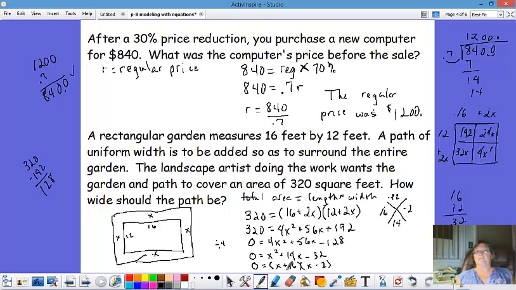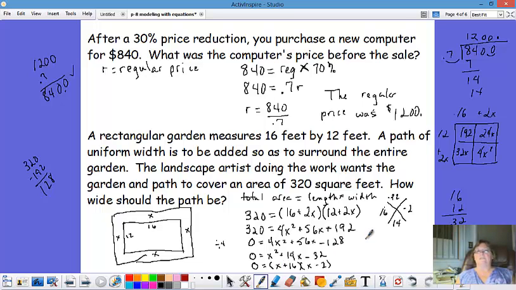Now, we're not quite done. We factored, but we don't have a width for this path yet. So we need to solve these equations. Remember, one or both of them could be equal to 0. So, boy, I'm going to take up a lot of room to solve this problem.